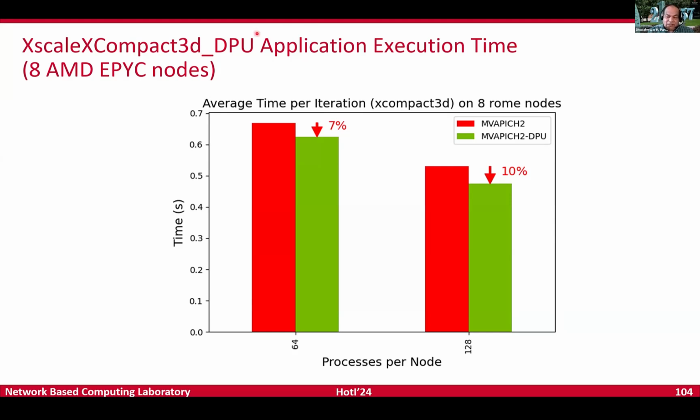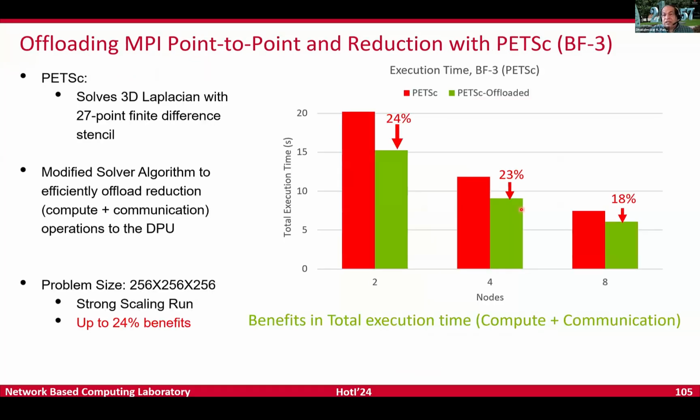And that's what we did here. The same thing, X compared to 3D, we are able to get like a 7 to 10% benefit here. So those are the collectives. Then we offloaded the point-to-point, and also reduction. So MPI_Isend, MPI_Irecv.